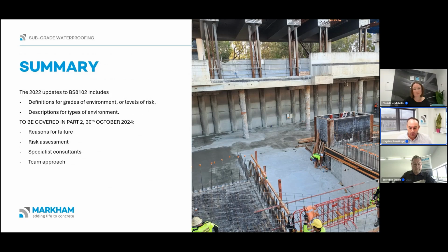We'll look at some of the reasons around failure. We'll look more into the risk assessment side, what needs to go into that design process, which is very early on. The use of specialist consultants, which is a lot on this call right now, and the team approach, which I think is really important, because we need to get our heads together early on a project to get it right. Hopefully that was a good brief insight for all.